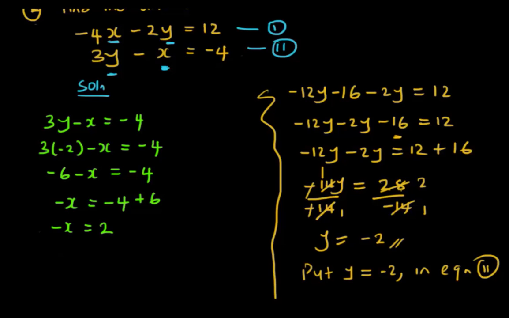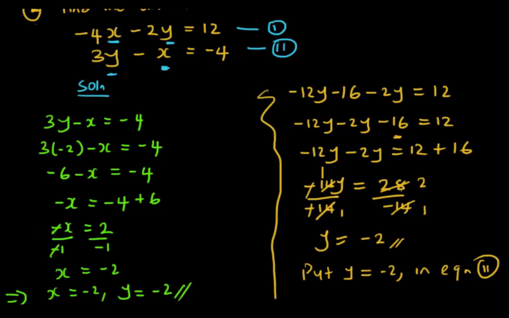But I'm told to find x, not minus x. So to find x, I divide both sides by minus 1. Minus cancels minus. x equals 2 divided by minus 1 is minus 2. So which implies that x equals minus 2 and y equals minus 2.